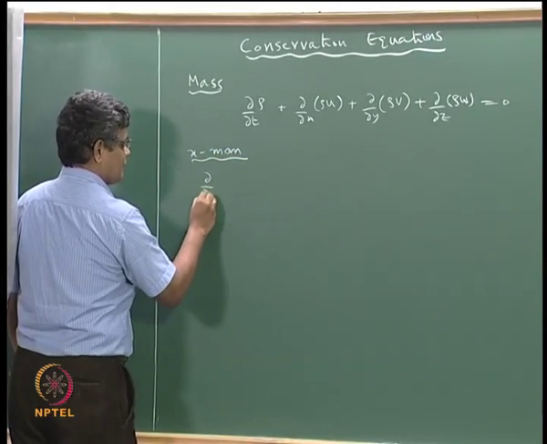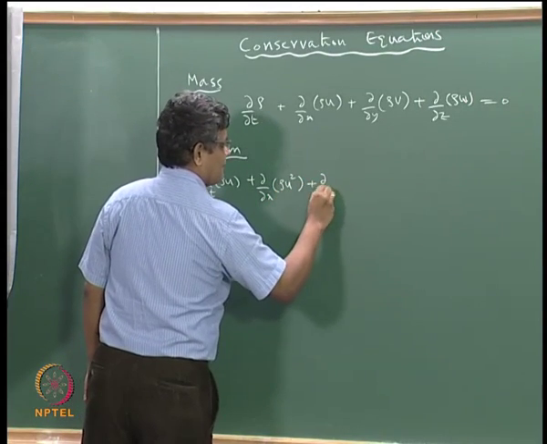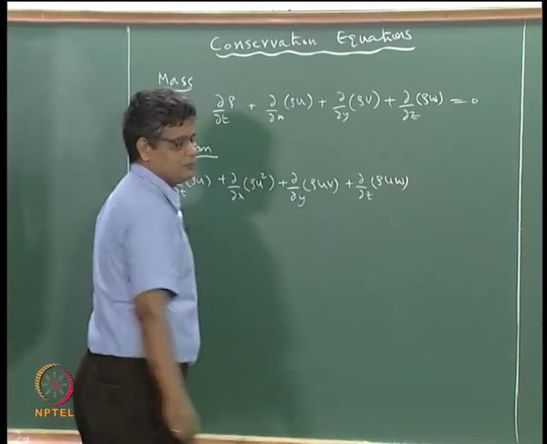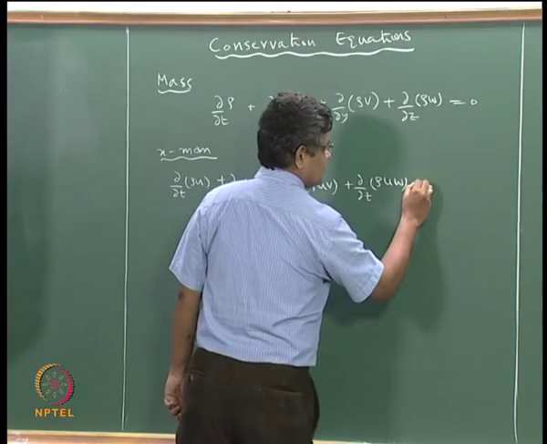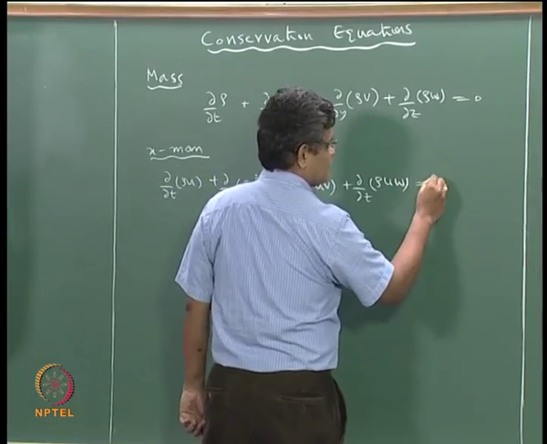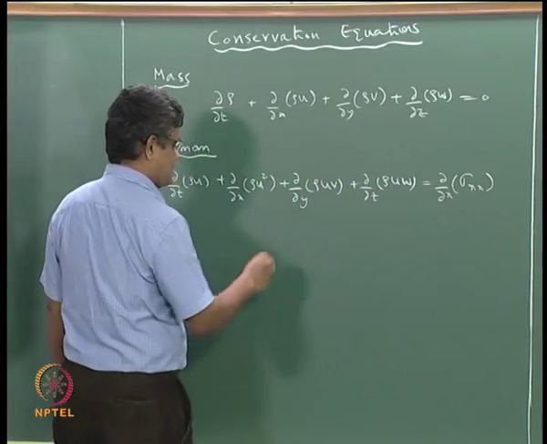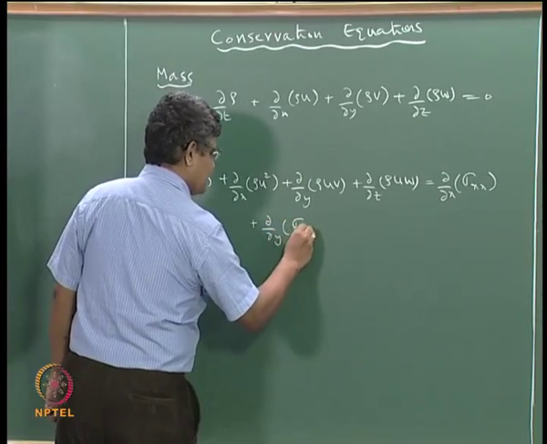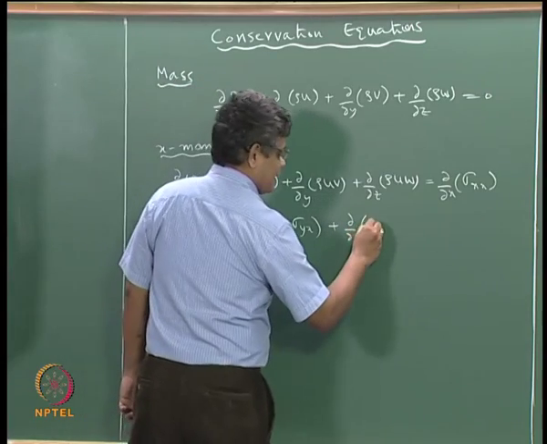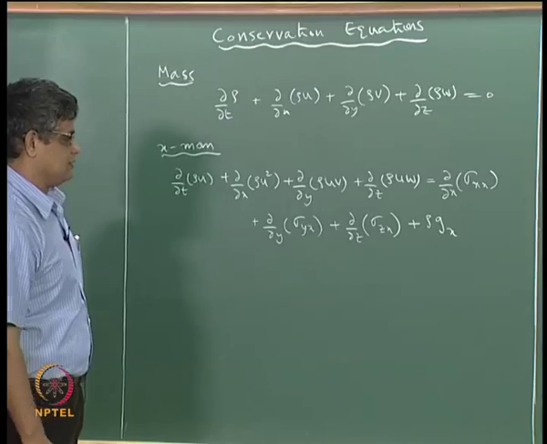We could write the x momentum conservation equation as d by dt of rho u plus d by dx of rho u square plus d by dy of rho u v plus d by dz of rho u w, and this we said was equal to the stresses acting on the different surfaces, the rate of change of momentum arising out of the stresses in the x direction, plus stresses in the x direction from faces in the y direction, plus stresses in the x direction resulting from faces in the z direction, plus the body force, which is the gravitational force.